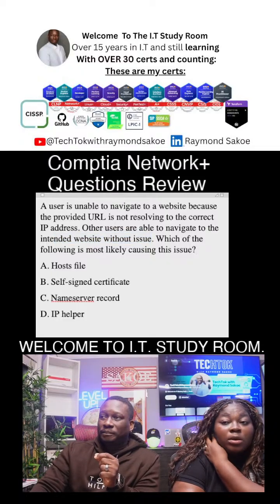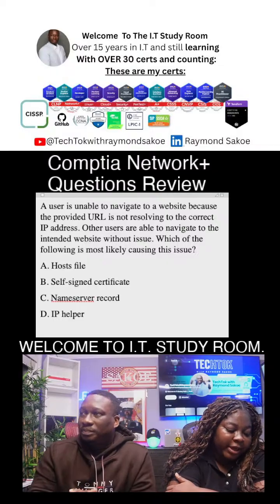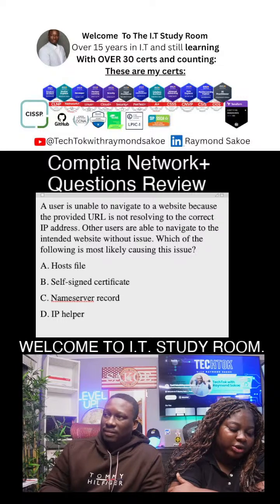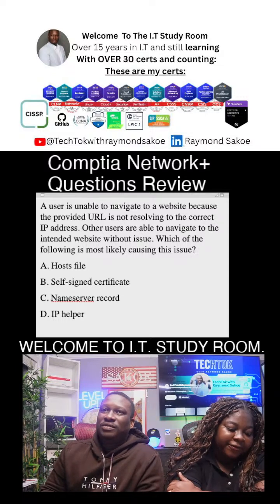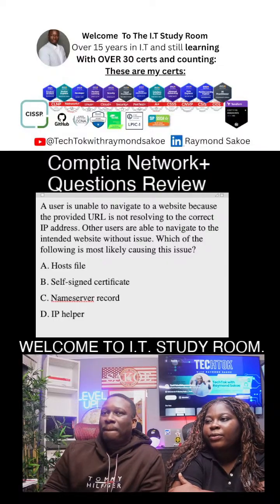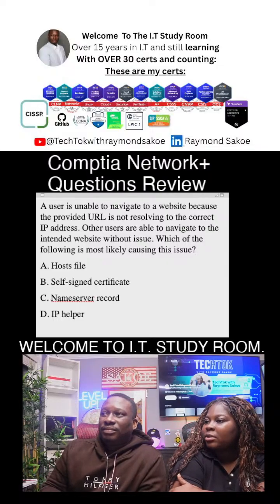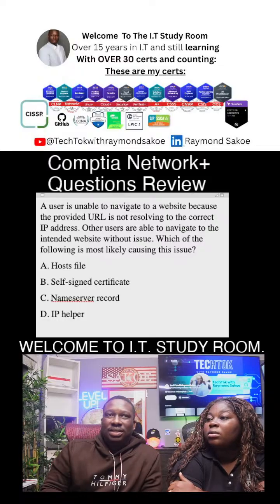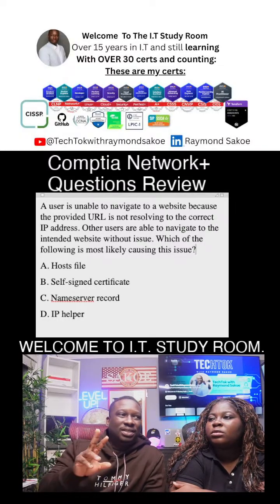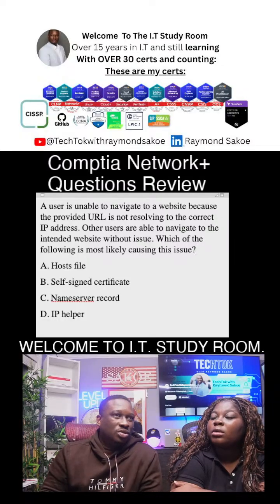Trey is saying that for B, you would usually get a cert trust warning, and you just have to accept it, flush the DNS cache and retry. So you just have to accept the trust warning? Yeah, you have to accept. Basically, it would tell you, hey, this is not secure. Do you still want to proceed?